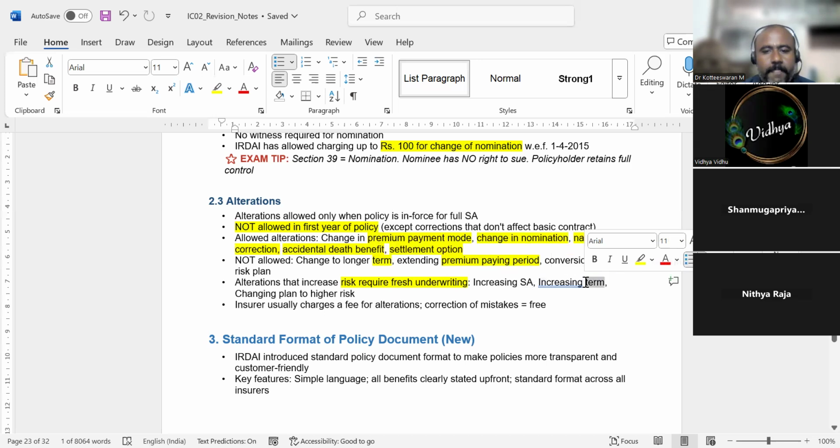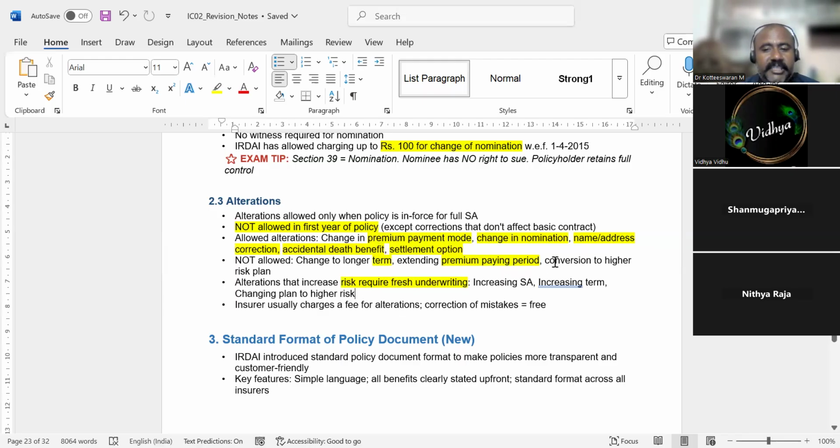Increasing the term. Okay. Here they have given it as changing to a longer term. Longer term means you applied for 60 years and you want to change it to 80 years. This is a very long term. You cannot do that. But if you applied for 60 years and now you are thinking you can extend to 65 years, yes, you can change that term by submitting your medical records, and the insurer and the underwriter should approve it.